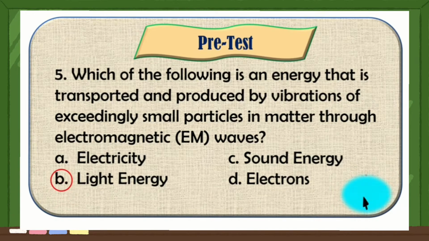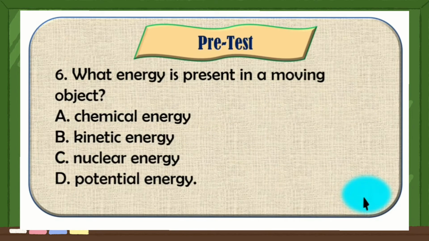Next, let's move on to number 6. What energy is present in a moving object? A, chemical energy, B, kinetic energy, C, nuclear energy, or letter D, potential energy? So the answer is letter B, kinetic energy.